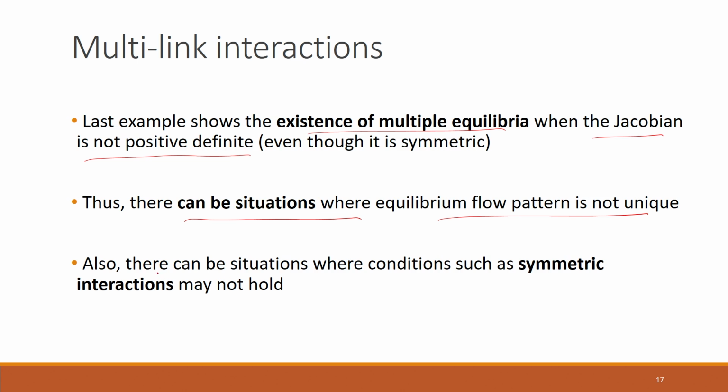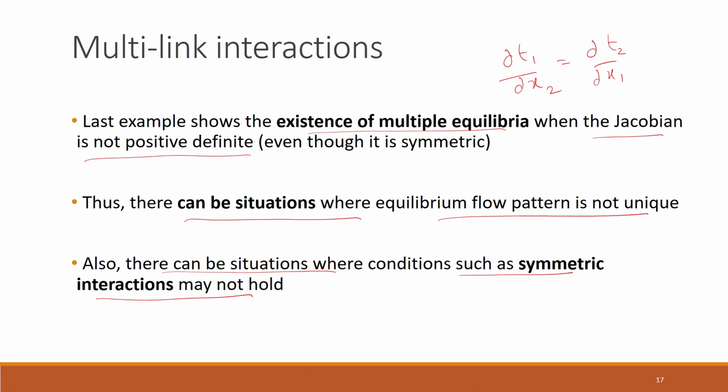And also there can be situations where conditions such as symmetric interactions may not hold. In all of this discussion on the link interaction case, first we considered the two link interaction case and then the multi-link interaction case. In both of these we had assumed symmetric interactions. For example, in the two link interaction case, the derivative of the travel time on the first link with respect to the flow on the second link is equal to the derivative of the travel time on the second link with respect to the flow on the first link. And then we extended that to the case of multi-link interactions.